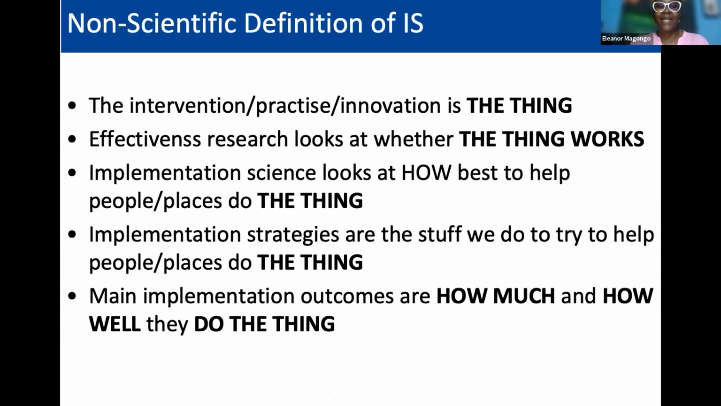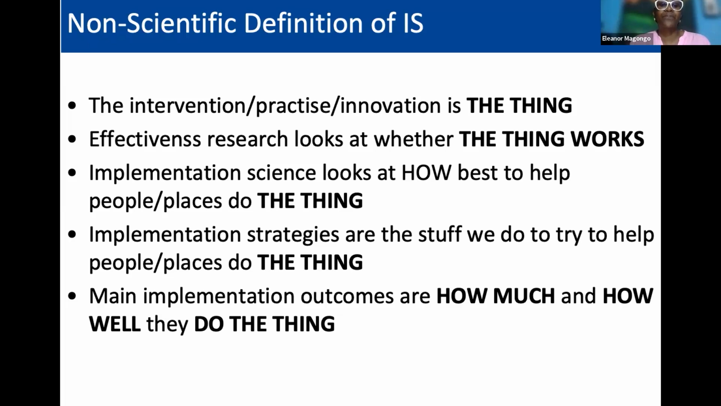I like this non-scientific definition of implementation science. According to a paper published by the University of Washington, usually we tend to confuse an intervention and a strategy. So the intervention, or practice, or innovation, or the evidence-based practice or intervention in this case, is the thing. So this is the thing that you seek to implement to improve practice and thereafter the outcomes of clients if you do implementation very well.